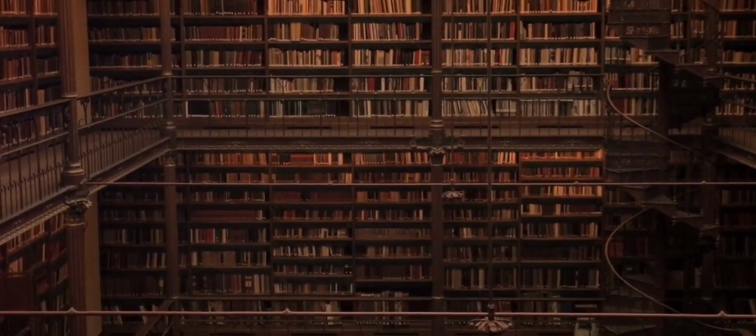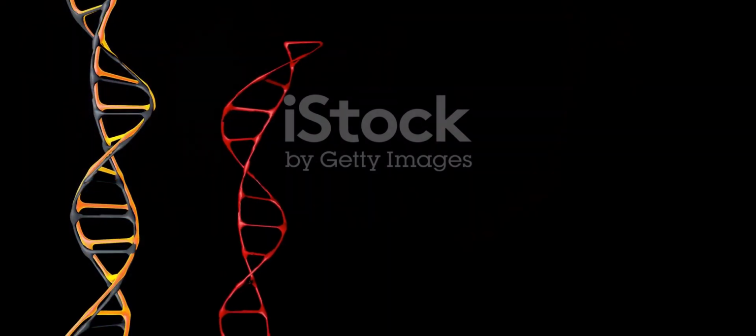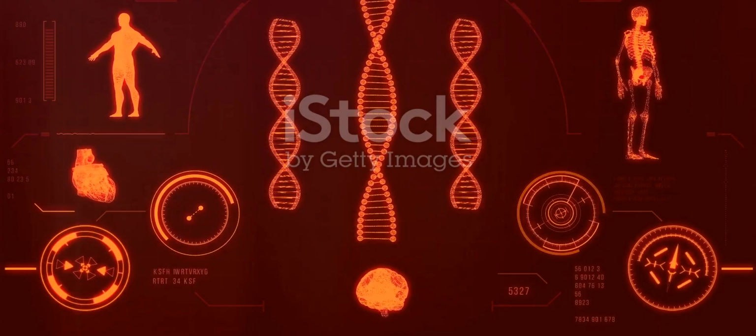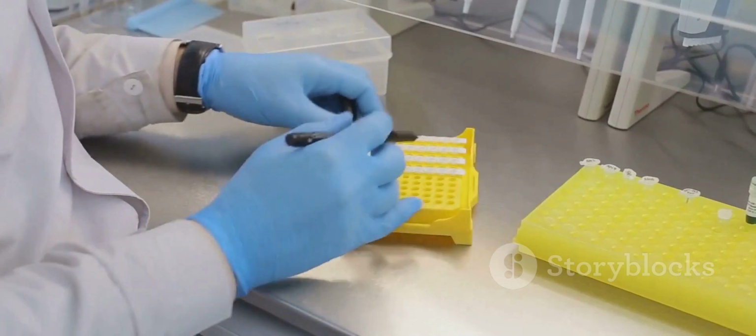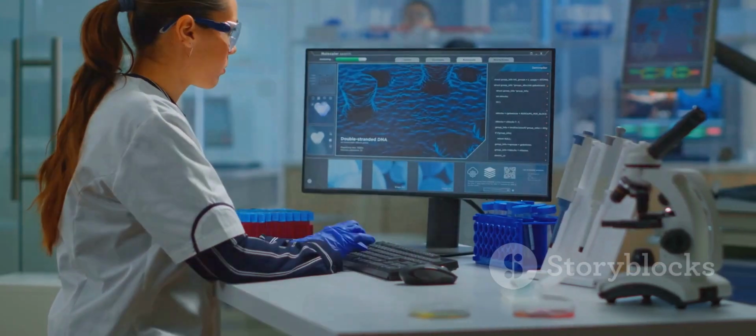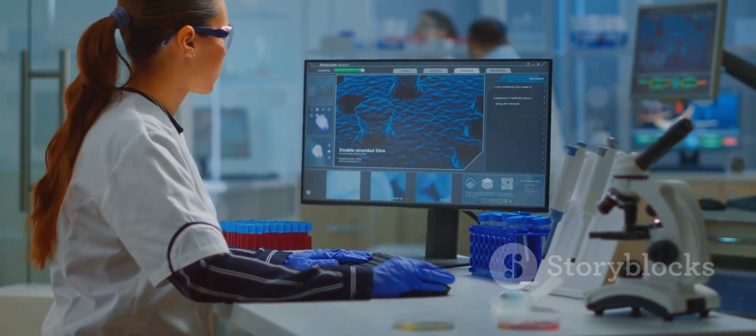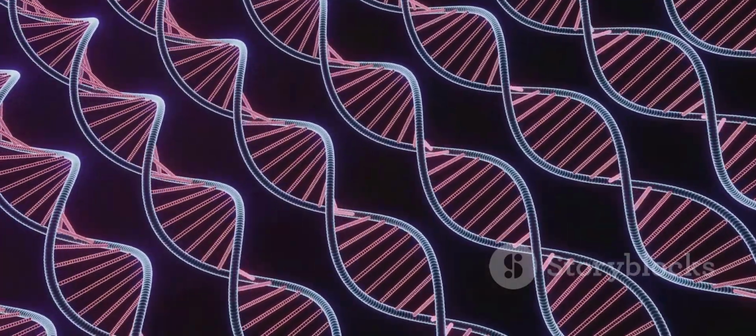Imagine a vast cosmic library. Instead of books, it holds the blueprints of life. This is the world of DNA. DNA sequencing is like reading these blueprints. It's about understanding the order of letters in the DNA alphabet. This order tells the story of life itself.